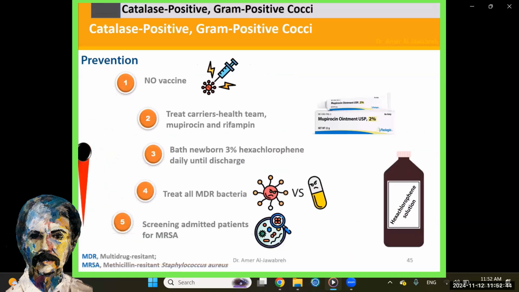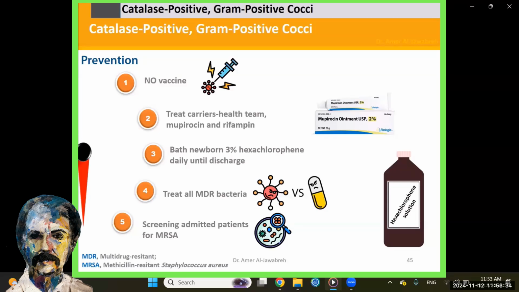Prevention. How do we prevent a Staph aureus infection, particularly MRSA? First, we have to know that there are no vaccines against SA. Second, treat carriers, the health team. As we said at the beginning of the chapter, we have medical team who have S. aureus as microbiota or normal flora in their nares. It's normal to them, but they can infect you. Therefore, we have to treat them.